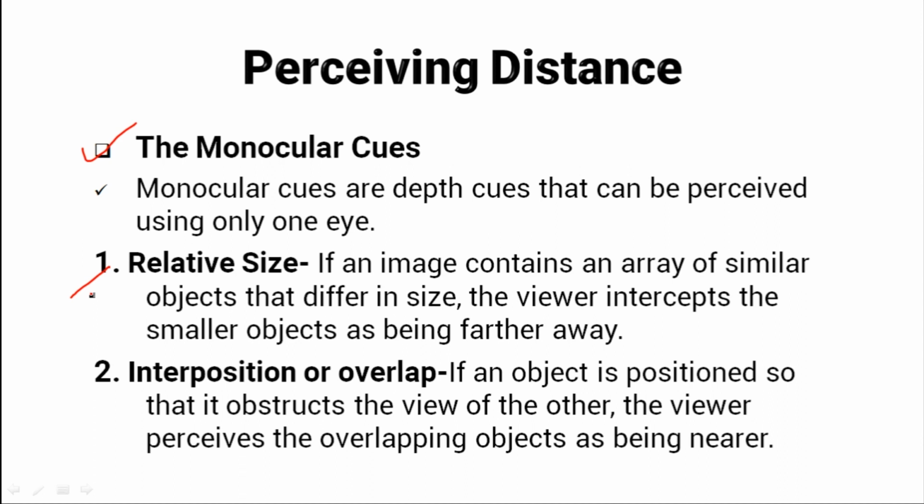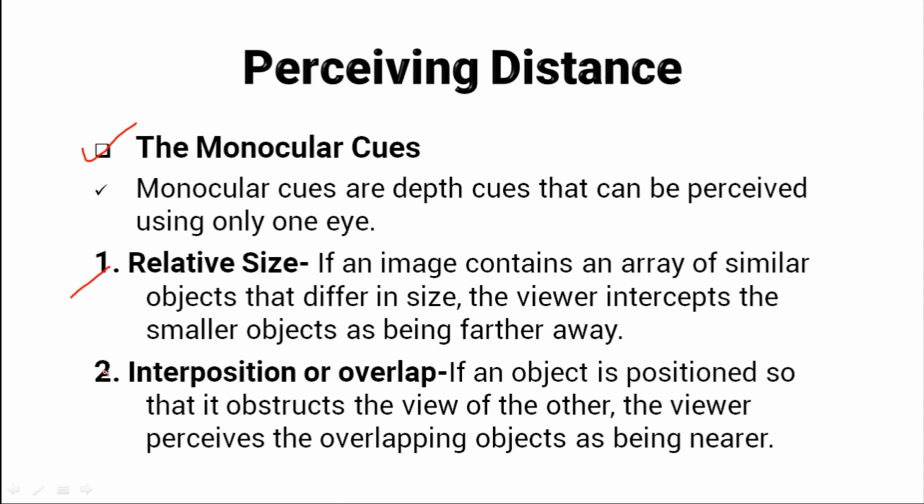Imagine you are looking at a group of objects in the distance, such as houses. If one house appears smaller compared to the other, your brain interprets it as being further away. This is because, based on our previous experiences, we know that objects that are further away tend to appear smaller. So the brain uses the relative size of objects as a cue to estimate their distance.